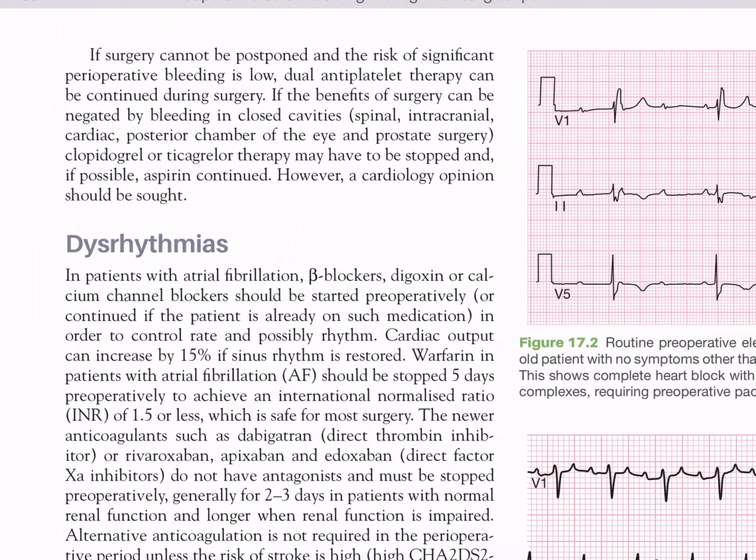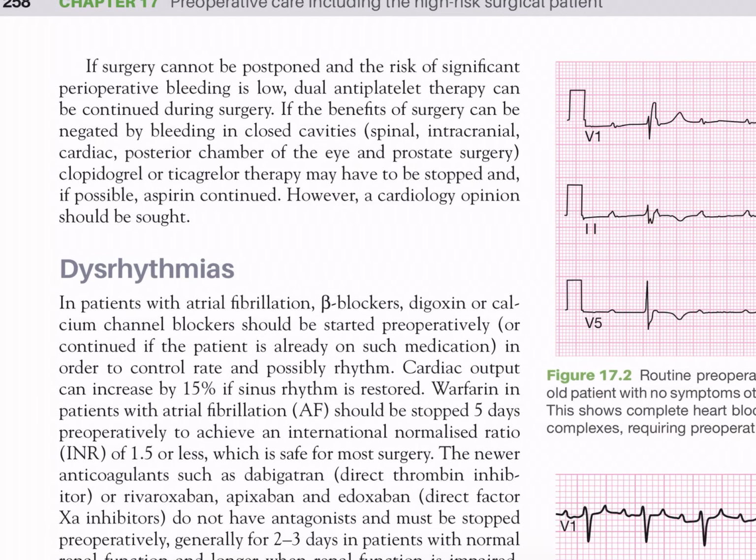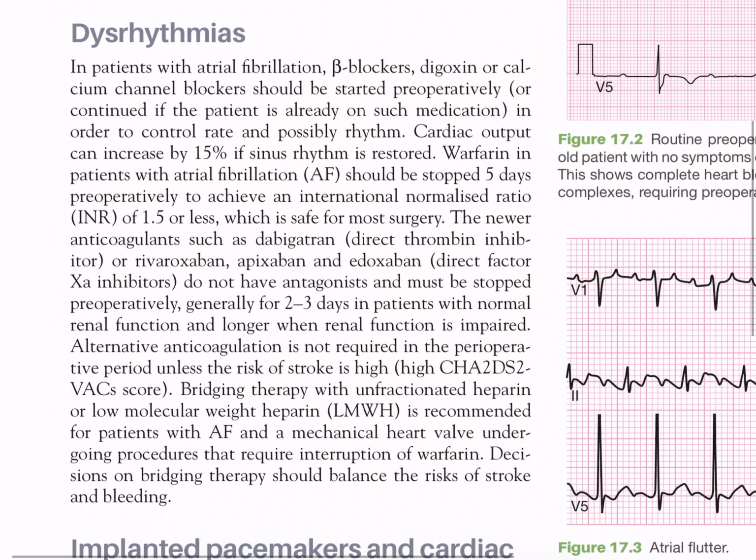If surgery cannot be postponed and the risk of significant perioperative bleeding is low, dual antiplatelet therapy can be continued during surgery. If the benefits of surgery can be negated by bleeding in closed cavities, spinal, intracranial, cardiac, posterior chamber of the eye and prostate surgery, clopidogrel or ticagrelor therapy may have to be stopped and, if possible, aspirin continued. However, a cardiology opinion should be sought.